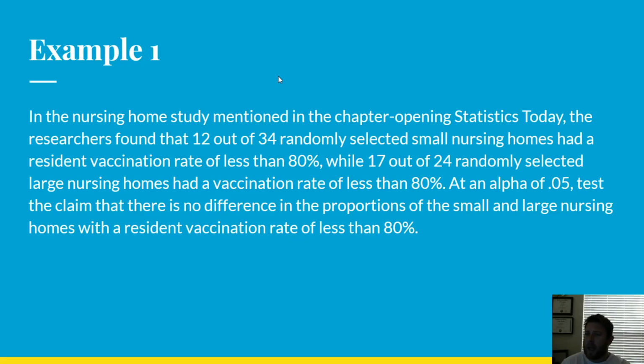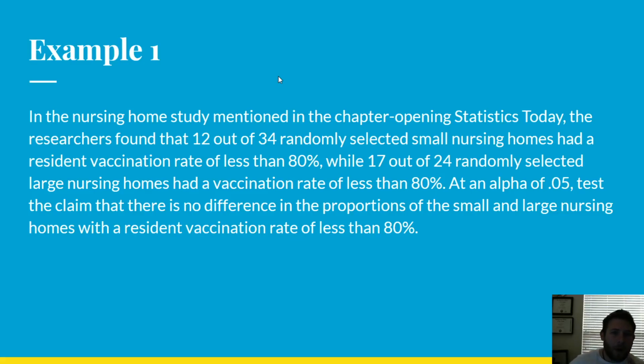Okay, in a nursing home study mentioned in Chapter 1 of Opening Statistics Today, the researchers found that 12 of 34 randomly selected small nursing homes had a vaccination rate of less than 80%, while 17 of the 24 randomly selected large nursing homes had a vaccination rate of less than 80%. With an alpha of 0.05, test the claim that there is no difference between small and large nursing homes with vaccination rates of less than 80%.